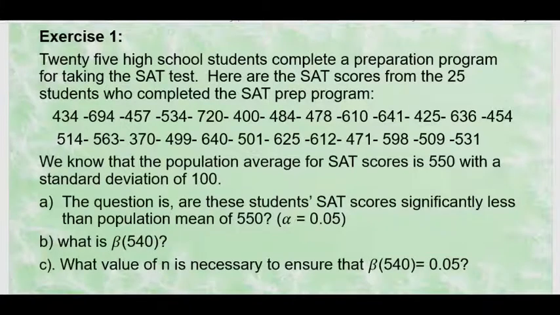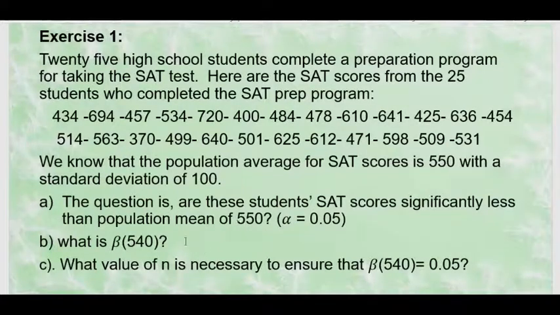25 high school students complete a preparation program for taking the SAT test. Here are the SAT scores from the 25 students who completed the SAT preparation program. We know that the population average for SAT scores is 550 with a standard deviation of 100. You can see that the standard deviation of population is known here. The question is, are these students' SAT scores significantly less than a population mean of 550?